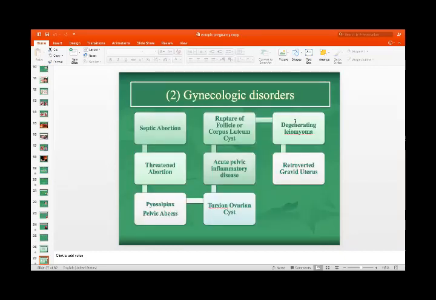Gynecological disorders include septic abortion, threatened abortion or threatened miscarriage, biofilms or pelvic abscess, torsion of an ovarian cyst, and acute PID. These will lead to pain, as will rupture of the follicle or corpus luteal cyst. If a corpus luteal cyst ruptures, it will mimic the symptoms of ectopic pregnancy. Or if there is a degenerating fibroid, the degeneration will cause pain. A retroverted gravid uterus will also lead to pain.